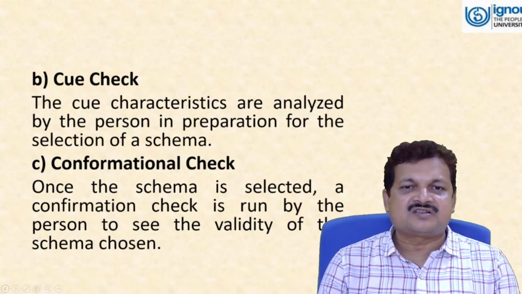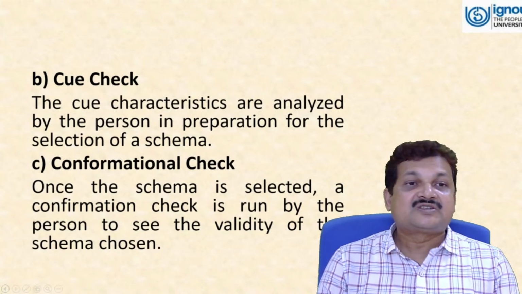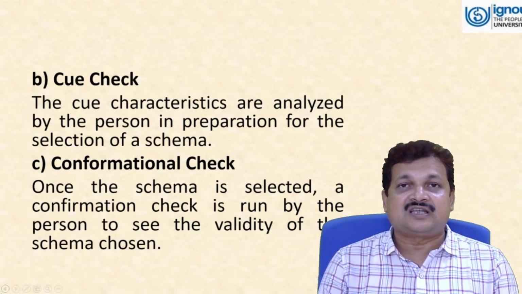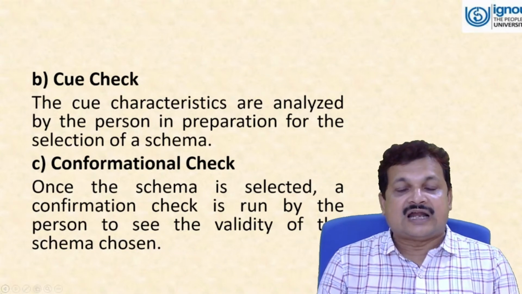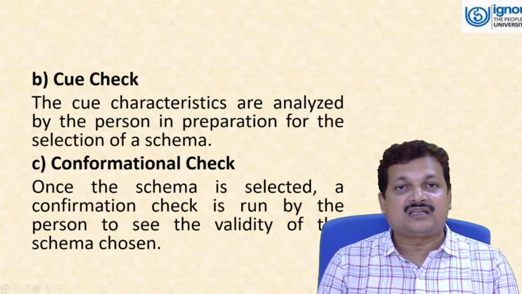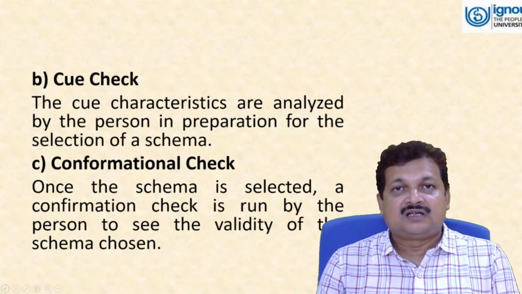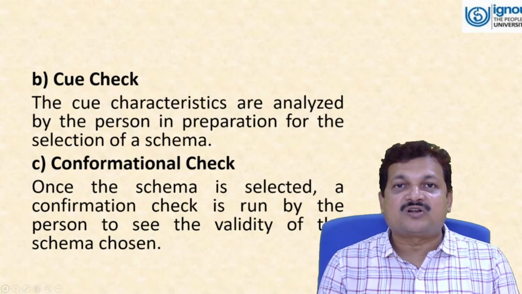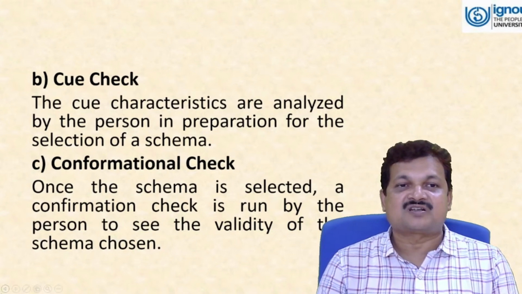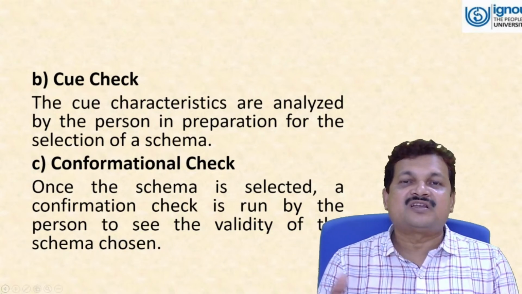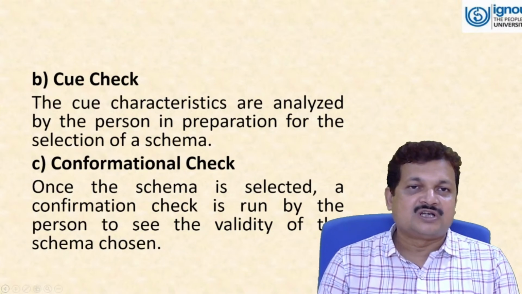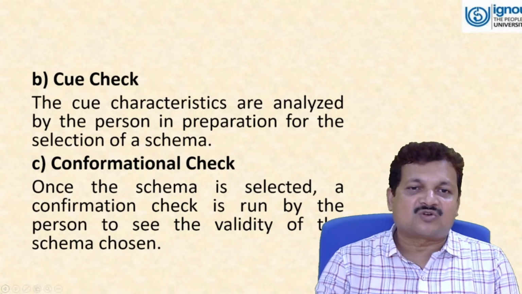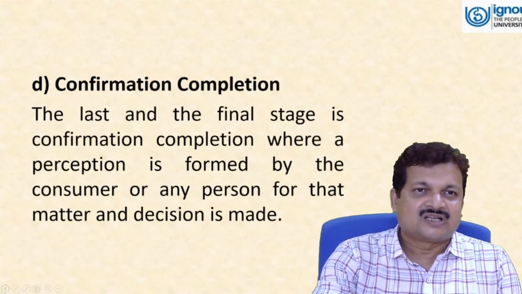Confirmation check: once the scheme is selected, the confirmation check is run by the person to see its validity. So once you have seen certain things and you are checking the utility of that product, whether it is performing as per your requirement or expectations, or whether it is just for a showcase. So you are equally trying to confirm that particular check.